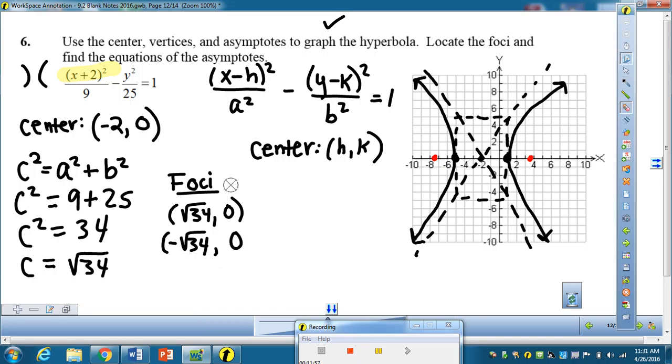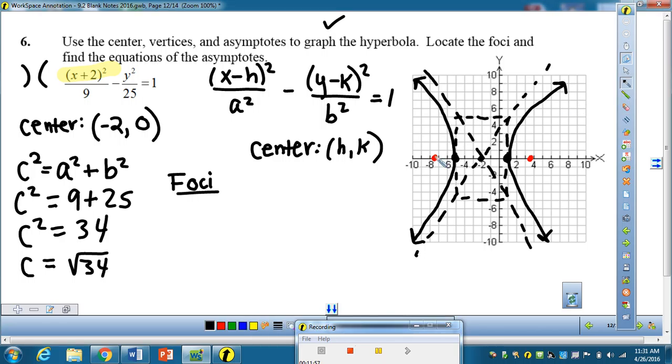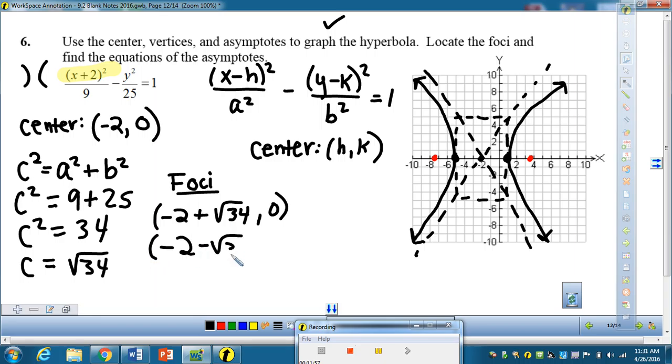I am sorry, I just realized my mistake here. You may be thinking the same thing. We are going to start at the x value of -2. If you do -2 plus square root 34, that's what gets you this one. -2 minus square root 34 is going to get you the other one. And the y value is 0 for both of those. All right, so thanks for bearing with me on that one.